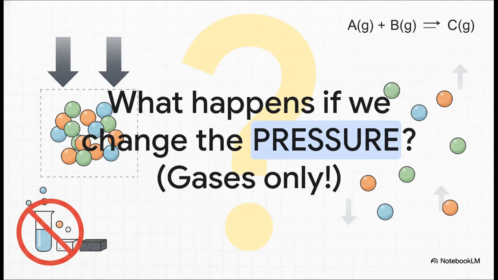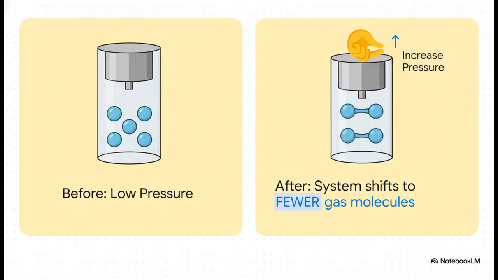And finally, we have pressure. Now, this is a massive exam tip, so listen carefully. This rule only, and I mean only, applies to reactions that involve gases. If you have a reaction with just solids or liquids, pressure does absolutely nothing. So, how do you figure this one out? It's easy. You just look at the balanced equation and count the number of gas molecules on the left side and then on the right side.